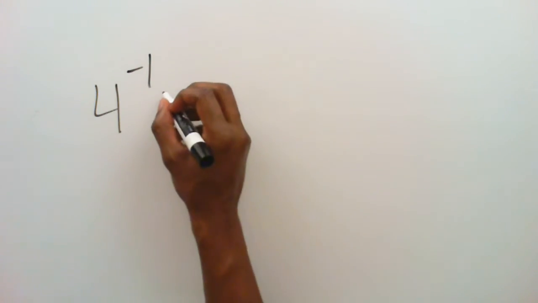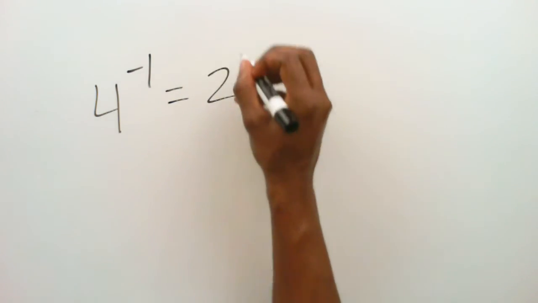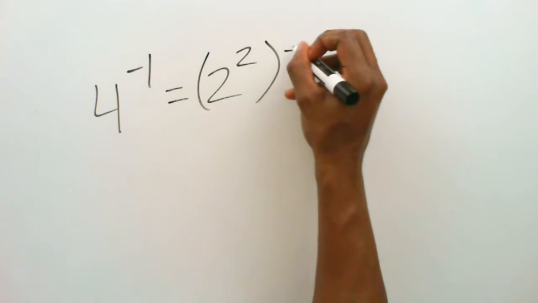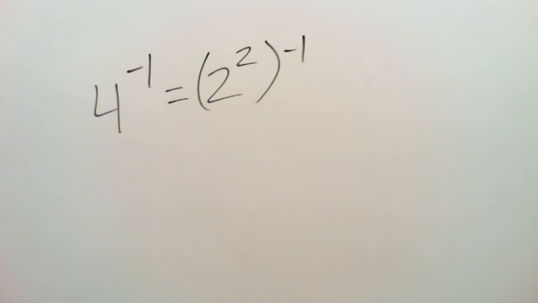Take the expression 4 to the negative first power. We want to change the base 4 to a power of 2, like this. Here, all we have done is change the notation of the base 4, because 2 to the second power is 4.